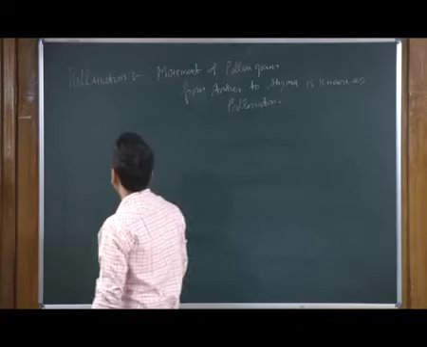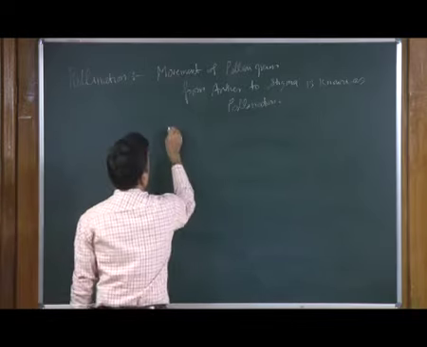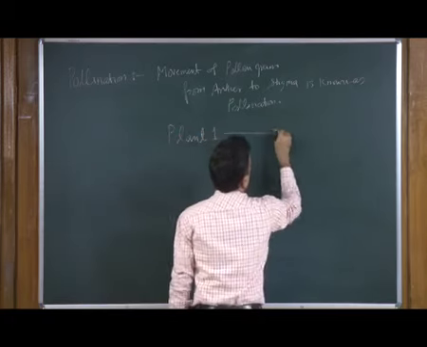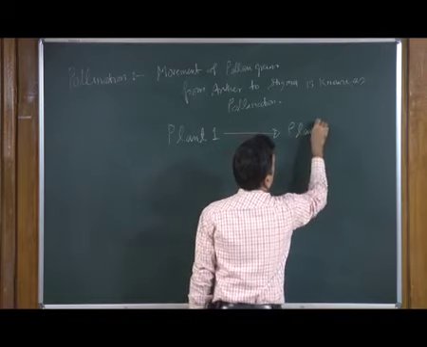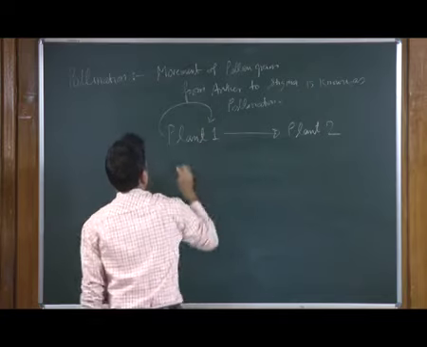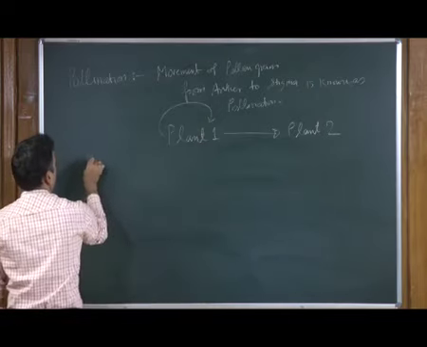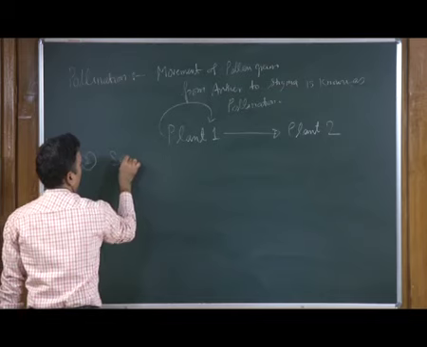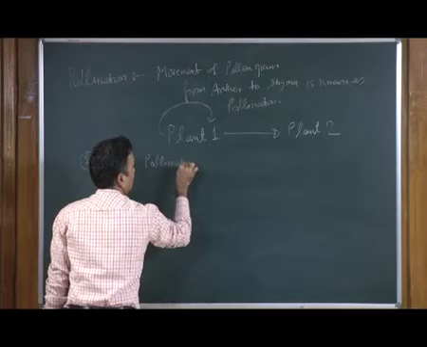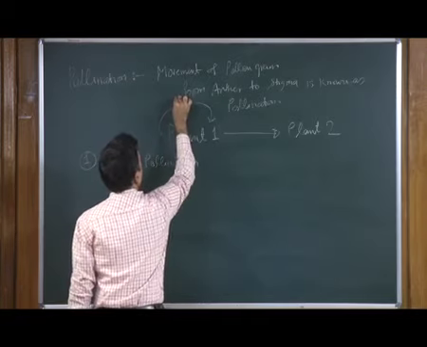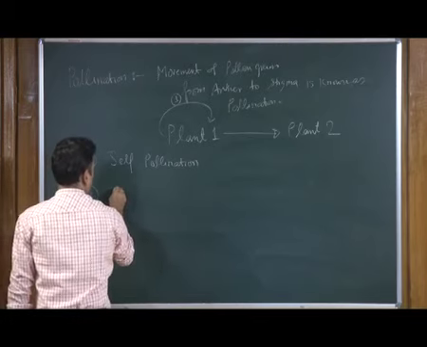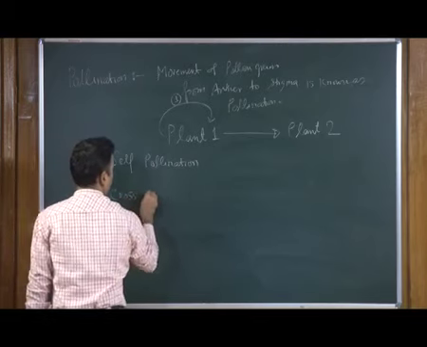This pollination could happen between plant 1 and plant 2, or it could happen within the plant. And because of that, the pollination could be of two natures. One is called self-pollination, which is this one, and the second one is called cross pollination.